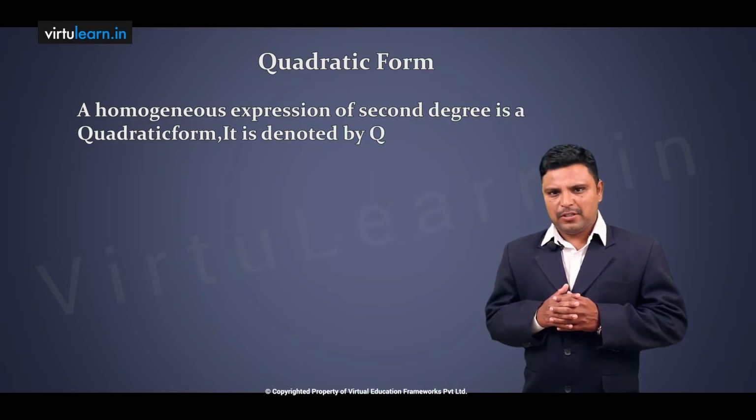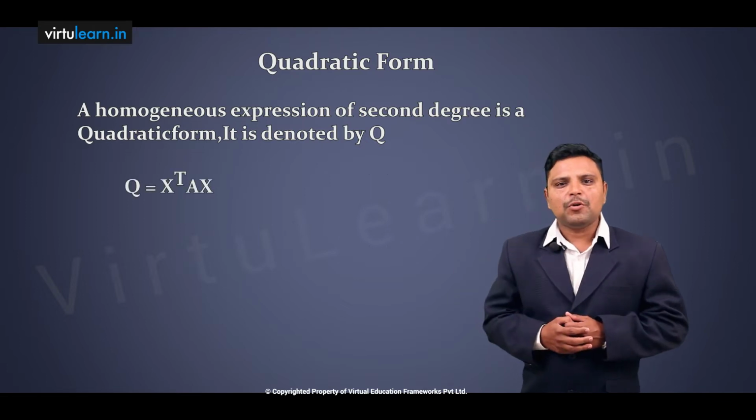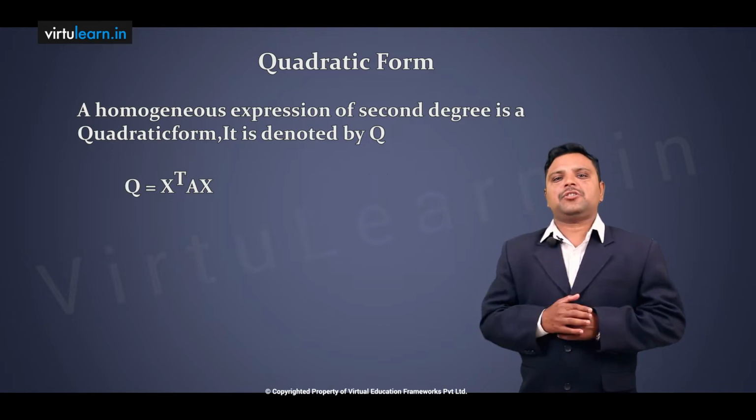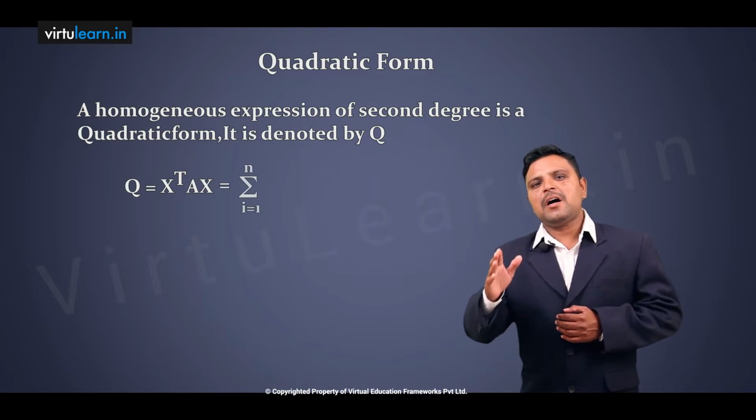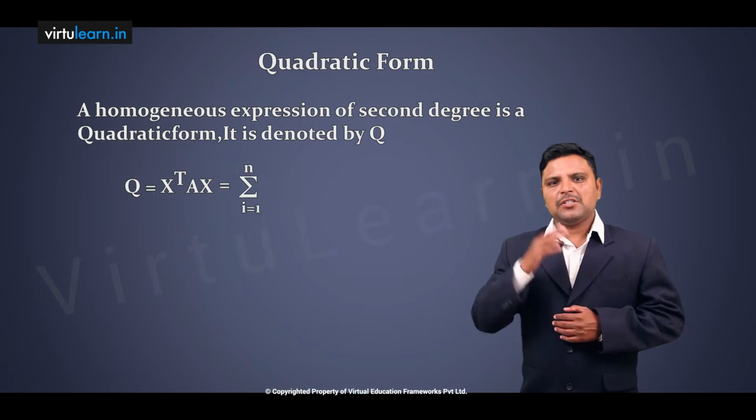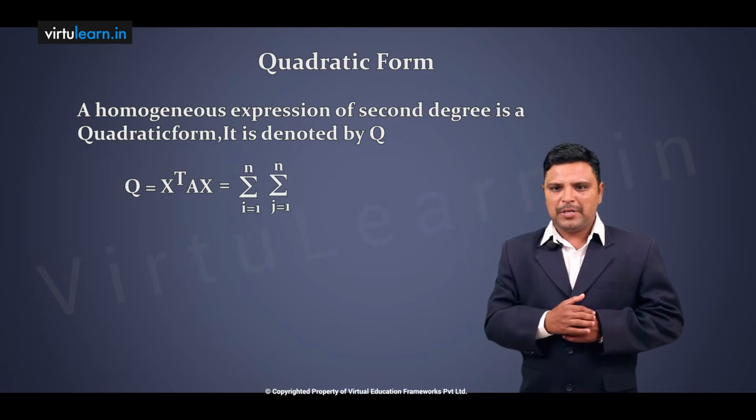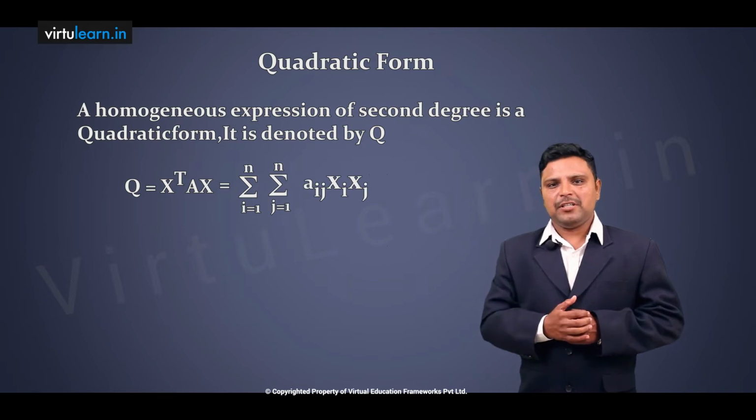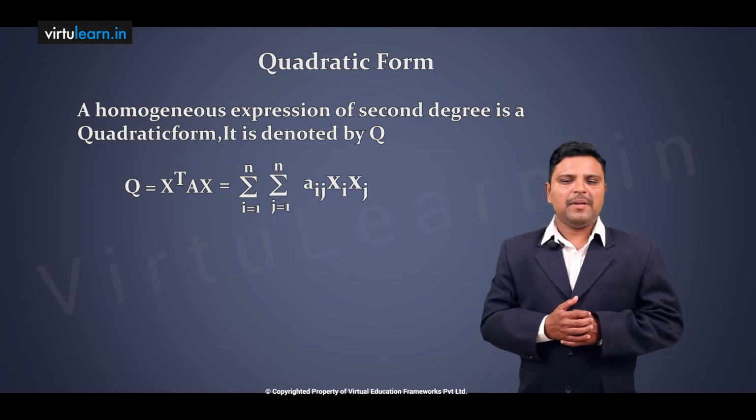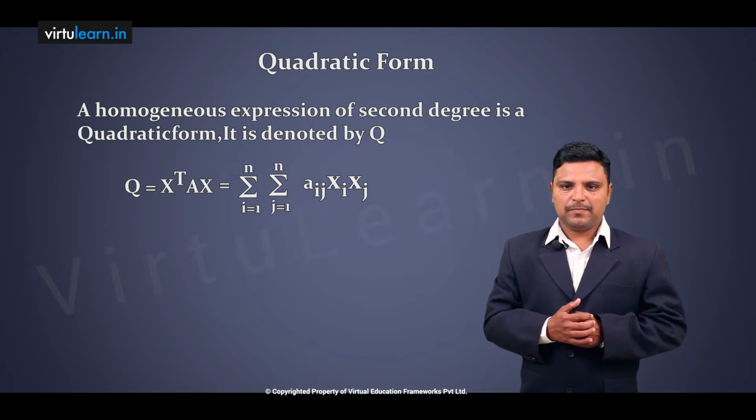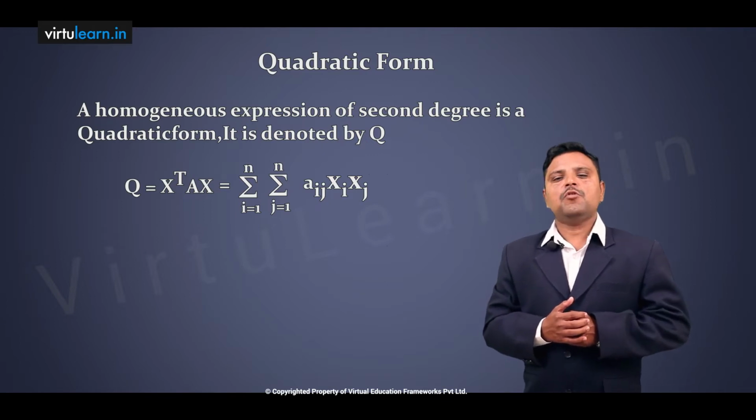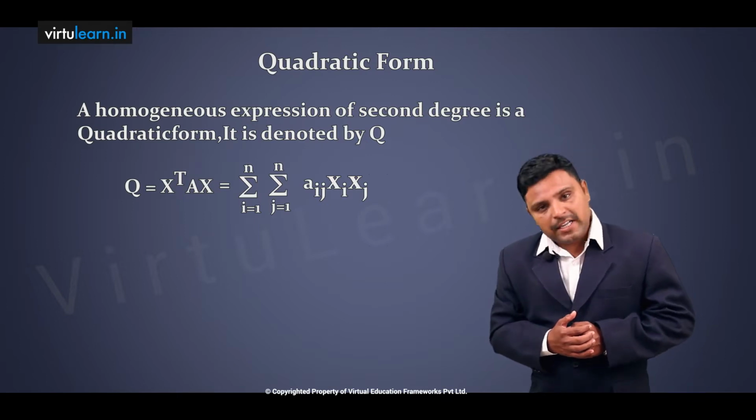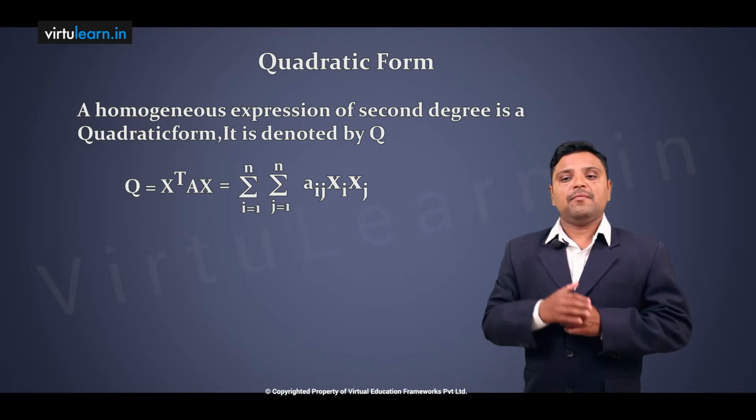The formula for this one, the notation: Q equal to X transpose A into X equal to sigma i equal to 1 to n, sigma j equal to 1 to n, aij xi into xj. This is called quadratic form in any number of variables. Once again, a homogeneous expression of second degree is called quadratic form in any number of variables.